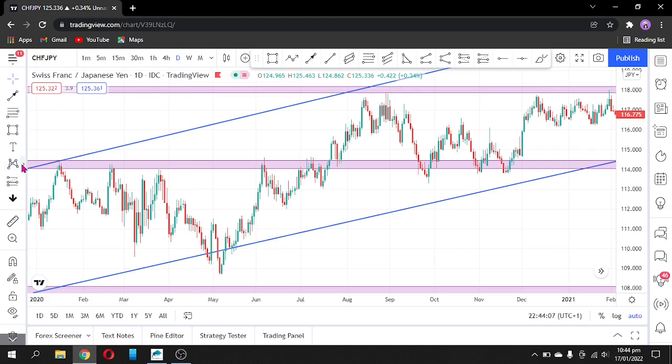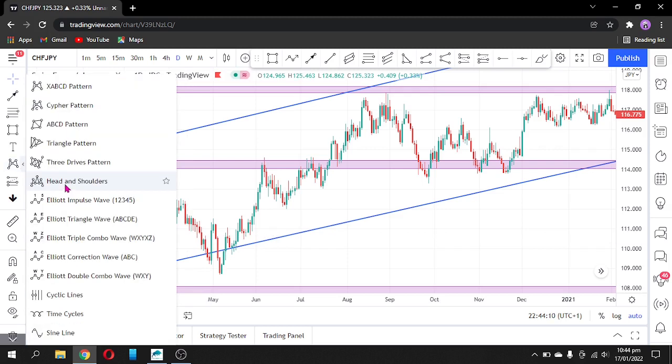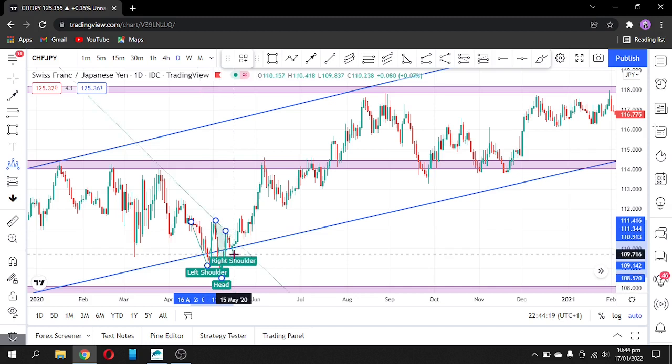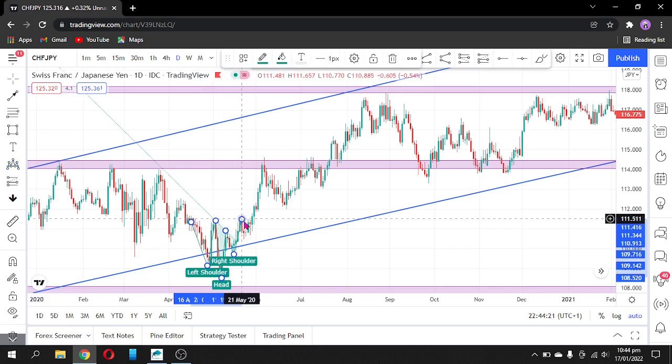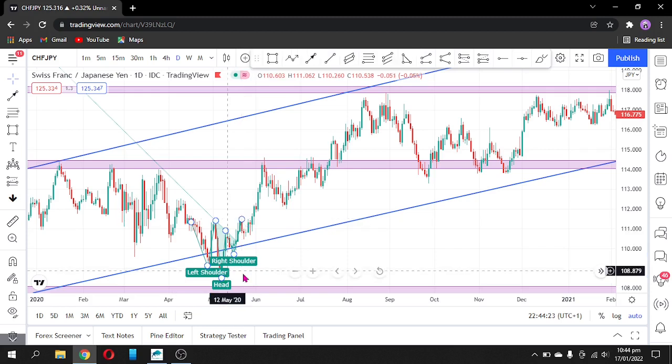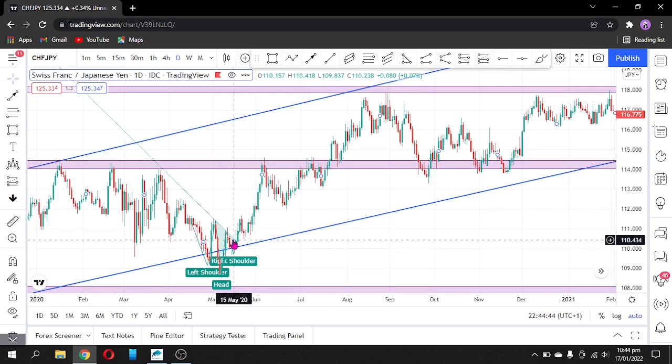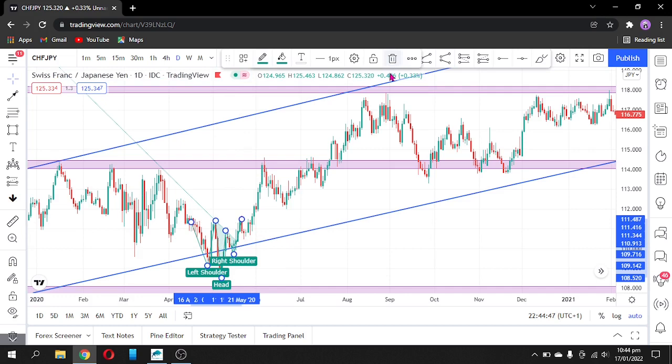If I choose the head and shoulder pattern, from here we have the left shoulder and the head, and then this is the right shoulder. Now if this chart pattern forms at a support level, you should consider buying that currency pair, or you should watch out for your candlestick reversal signals, because price may reverse to the upside. I'll remove this so that we'll get a clear view.